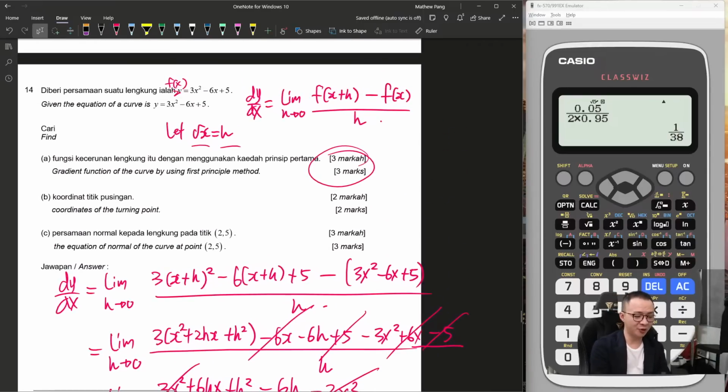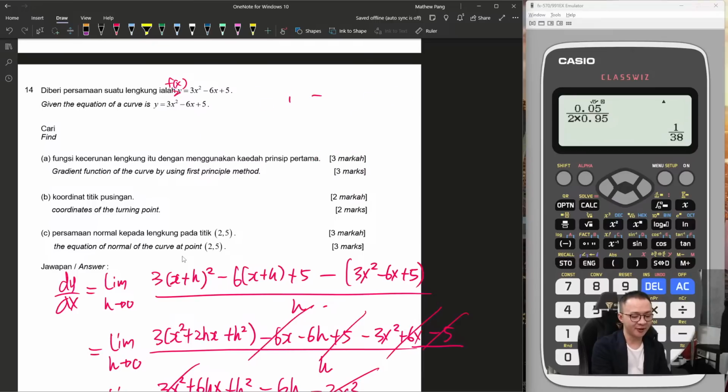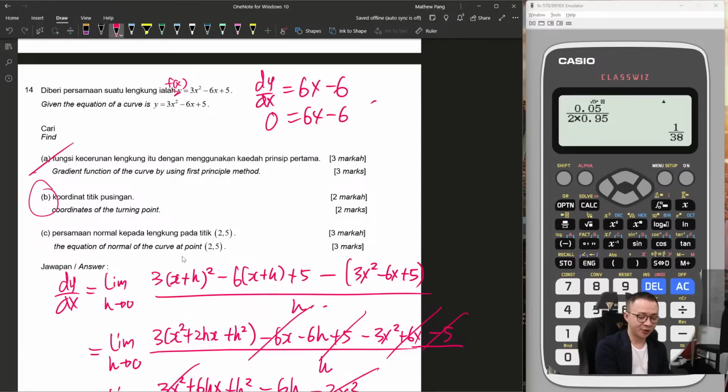Okay, and if we do the simple differentiation here, we know dy/dx is basically 6x minus 6, isn't it? Yeah, so I'm very sure my answer is correct. Move on to the next one. Turning point: dy/dx equals 0. So 6x equals 6, x equals 1. And then I want to find the y coordinate. y equals 3 minus 6 plus 5, y equals 2. So my turning point is (1, 2).